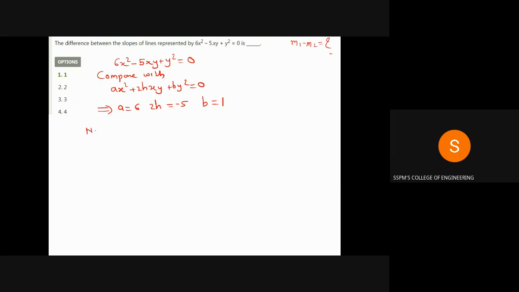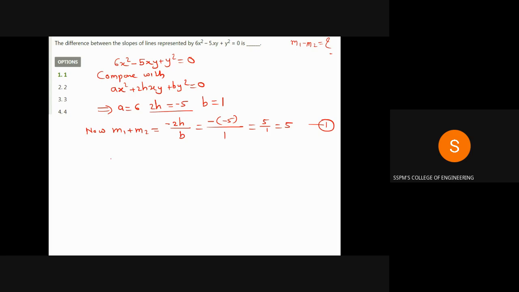Now see, what is m1 plus m2? The sum of slopes, m1 plus m2, is given by minus 2h divided by b. What is the value of 2h? It is minus 5. We will directly write it here. Minus of minus 5 divided by b, which is 1. Therefore 5 divided by 1, which is 5. So m1 plus m2 is 5.